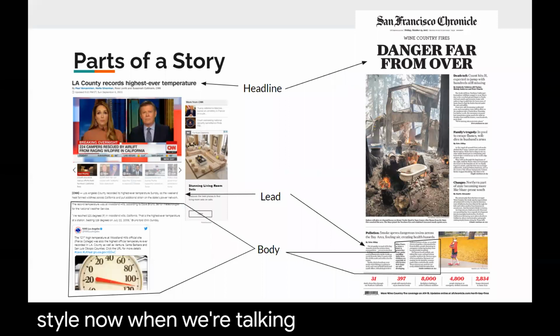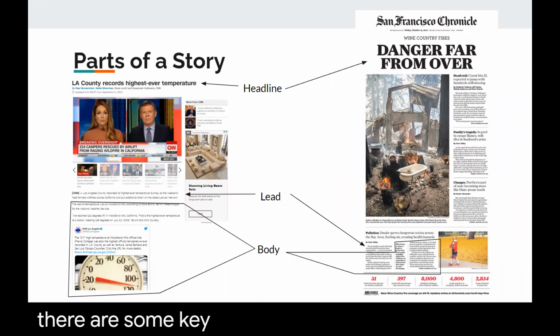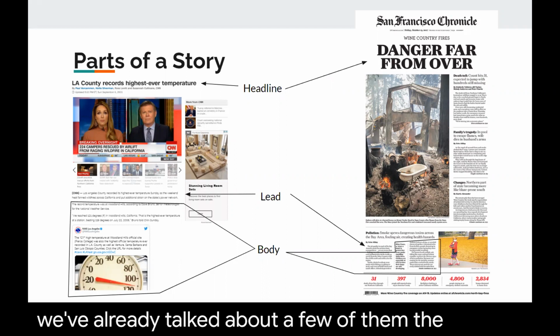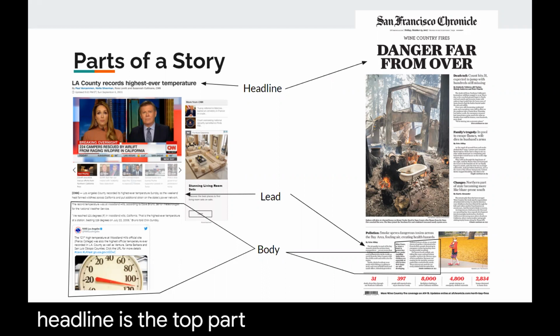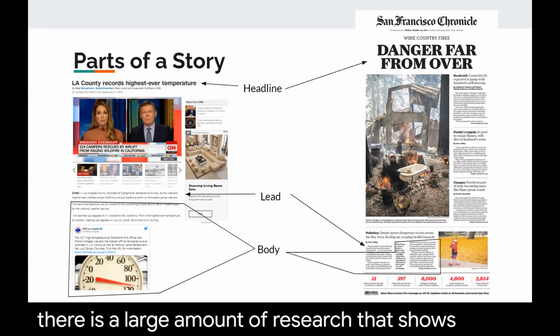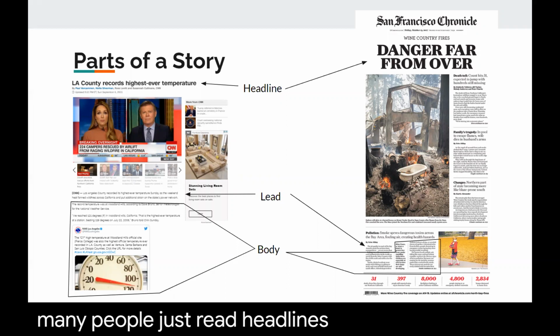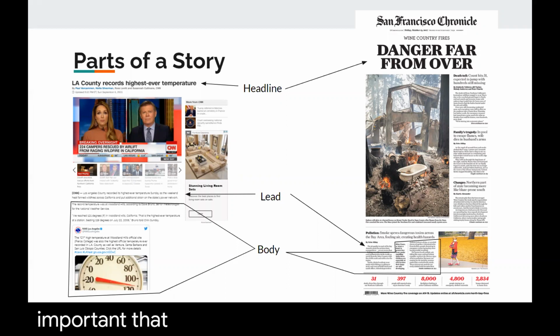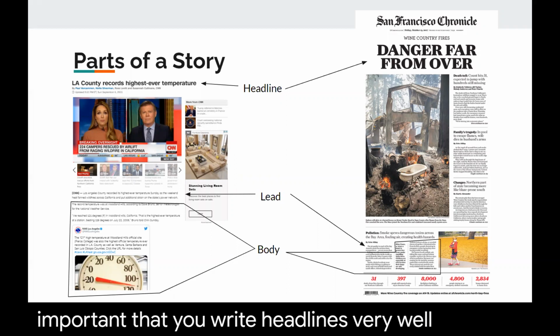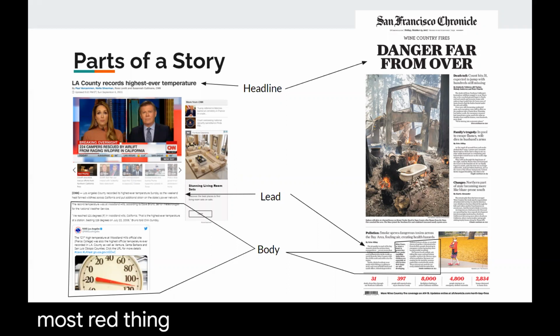Now, when we talk about the parts of a story, there are some key terms that you need to know, and we've already talked about a few of them. The headline is the top part of the story. It's typically what your readers will read first and most. There is a large amount of research that shows that many people just read headlines. And so it's very important that you write headlines very well. The next most read thing is your lead, and we have spent 2 modules going over how to write leads.